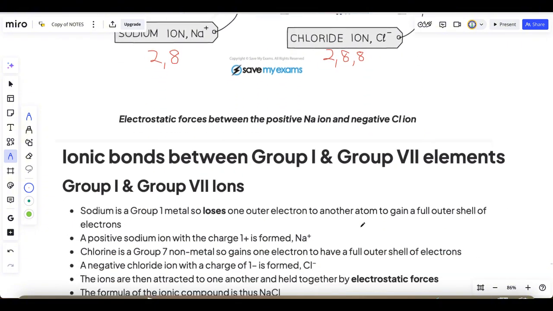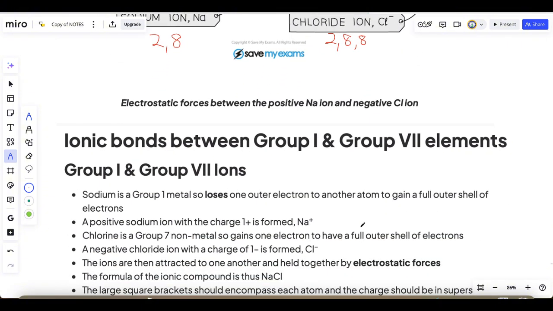Okay, let's go to the ionic bond between group 1 and group 7. The bonding is between, because group 1 has one electron to give, group 7 has 7 and is looking for one to add to it. Now the bonding for group 2 will be group 2 and group 6. Because group 2 has 2 electrons to give, group 6 has 2 electrons to complete, right? Bonding will be between group 2 and group 6.